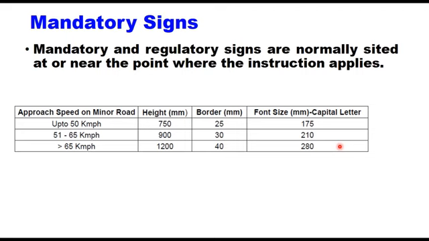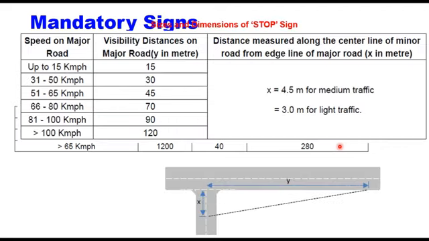Now the sign should be placed on the minor road of an intersection. This is an intersection, and this is the minor road and the major road. The sign should be used on a minor road at its intersection with a major road. This is called the visibility triangle or visibility funnel. And if it is not obstruction free, then a stop sign should be installed.